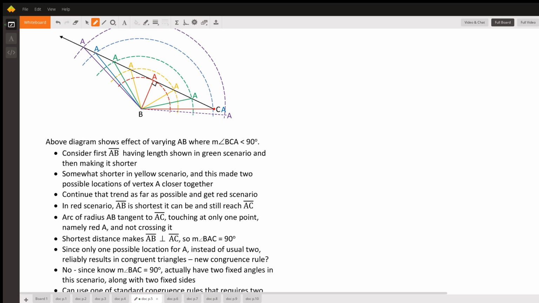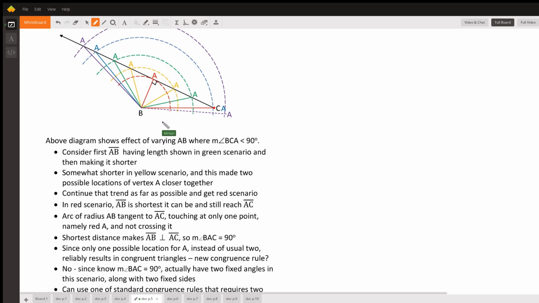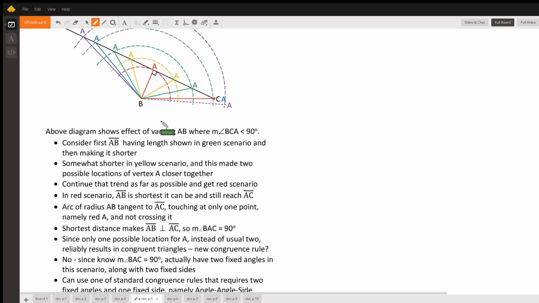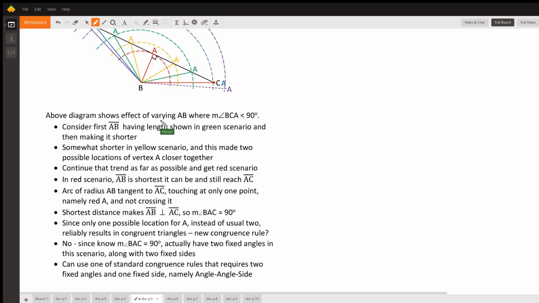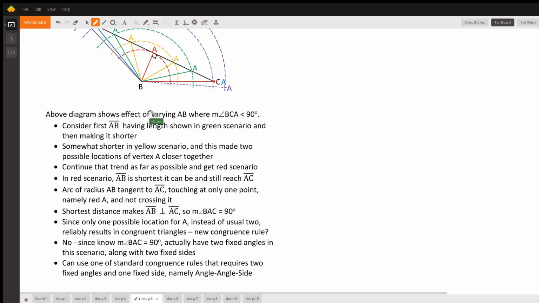So as we go to the yellow scenario, if the line is shorter, the possible points for vertex A get closer together, and the shapes of this triangle versus this triangle are a little bit closer. And then when you get to the red scenario, if you go as far as possible, this is the shortest possible length of side AB that still works with this fixed side and that fixed angle.